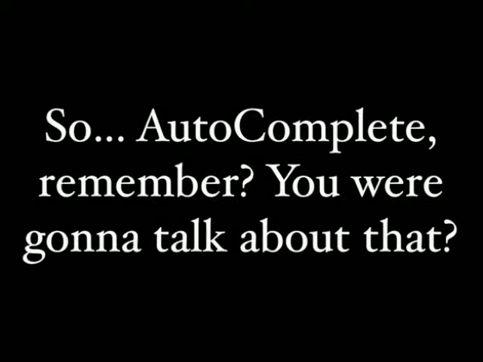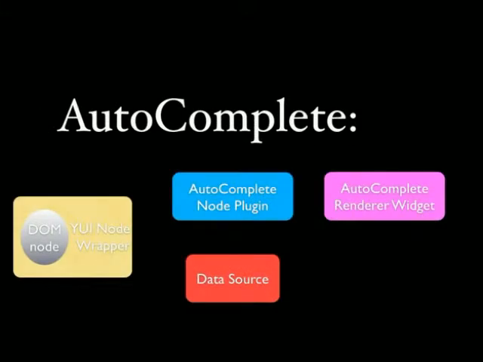Right, so back to what we're here for. Here's a pretty picture of the autocomplete architecture, and if I was more of a Keynote whiz, it would be moving around and stuff. As you can see, it's completely straightforward. I've got the node plugin, which is going to plug into that node wrapper. It's going to talk to a data source. It's going to have the renderer widget, and everything's going to work with absolutely no problems whatsoever.